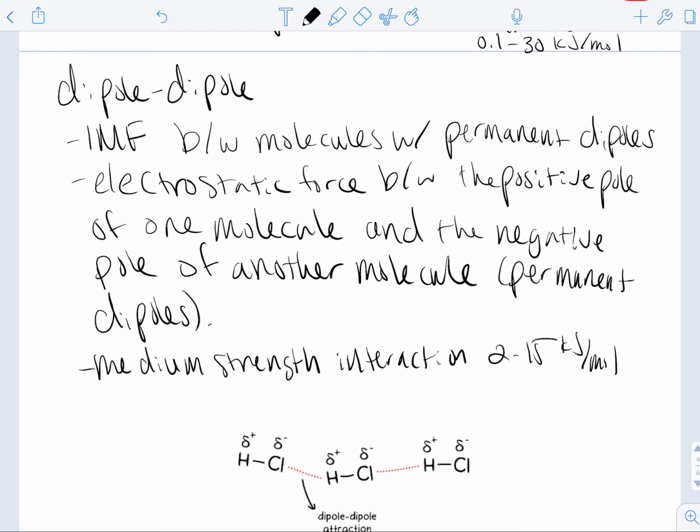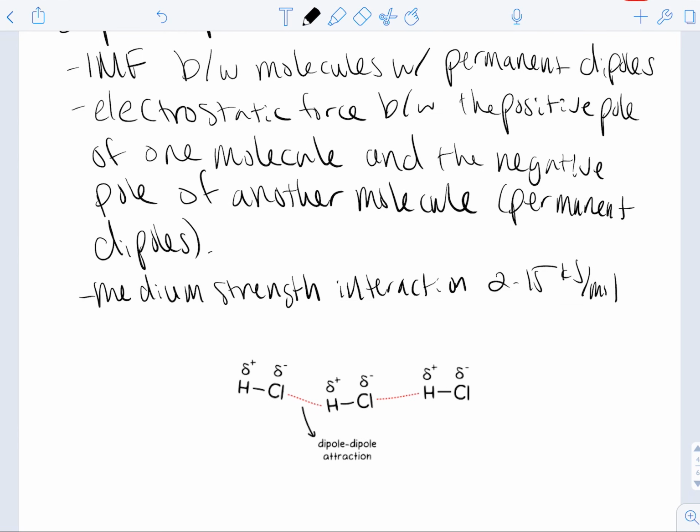So here is an example of some dipole-dipole interactions. Hydrochloric acid. Hydrogen has an electronegativity of 2.0, and then our electronegativity of chlorine is 3.5. So our difference in electronegativity is 1.5, so we know that's a polar bond. So we'll have a partial positive and a partial negative.